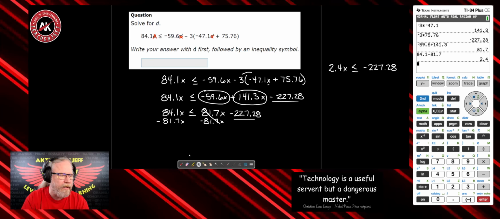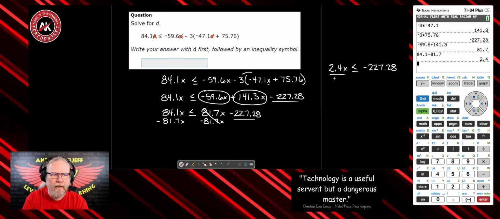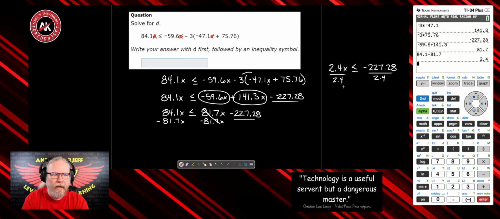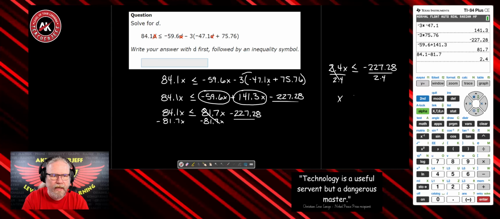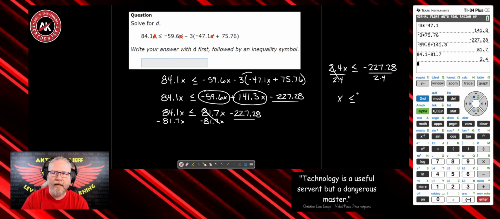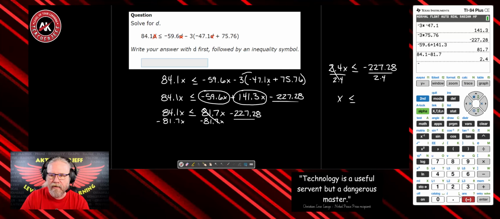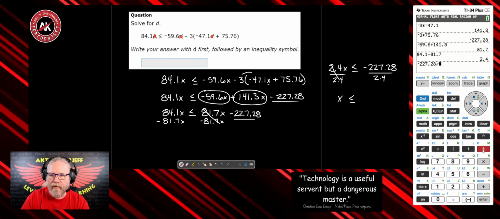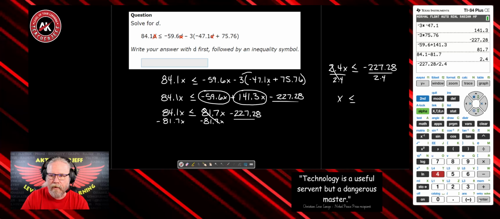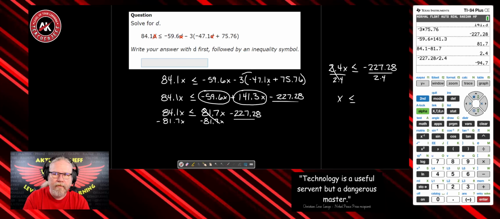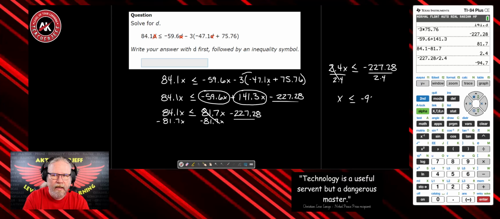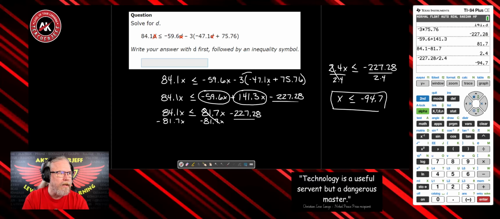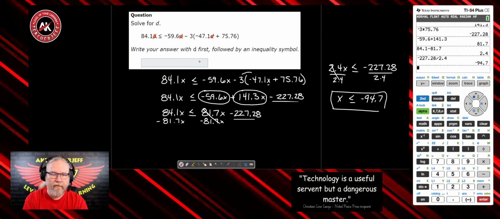Now I'm just about there, getting closer, right? Let's go and move this over here. Now let's go ahead and divide both sides by 2.4. We do to one side, we're going to do to the other. And the 2.4s will cancel each other, leaving me with x. Bring down our less than or equal to sign. And then we have negative 227.28, and we want to divide that by 2.4 equals. And we end up with negative 94.7. Wow. Now we could go plug that back in, but I really don't feel like doing that.